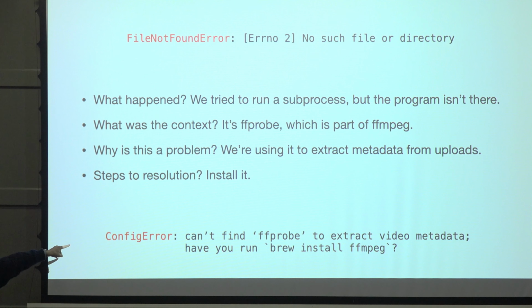Config error, problem with the configuration. Can't find ffprobe to extract video metadata. Have you run brew install ffmpeg? What happened? Context. Why it's a problem? What to do about it? Again, is this perfect? No, absolutely not. Is it better? I think it is.